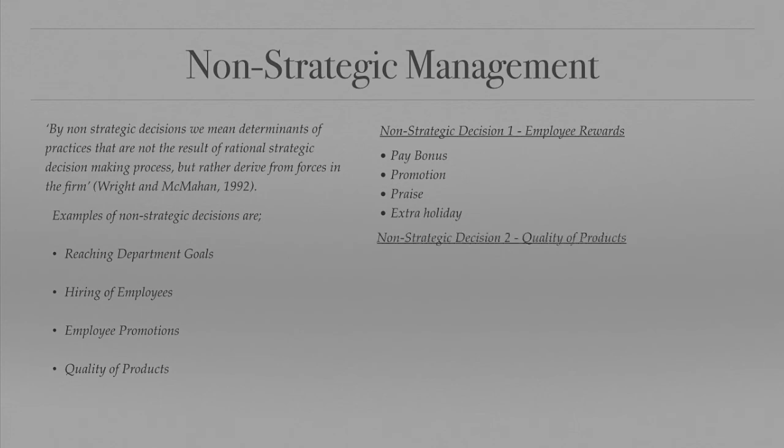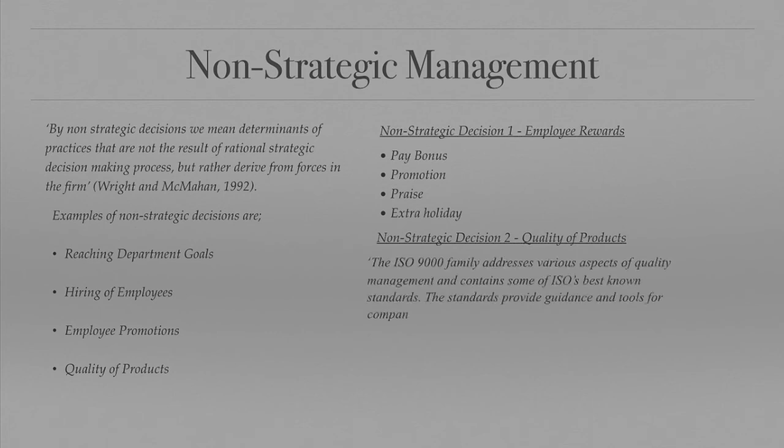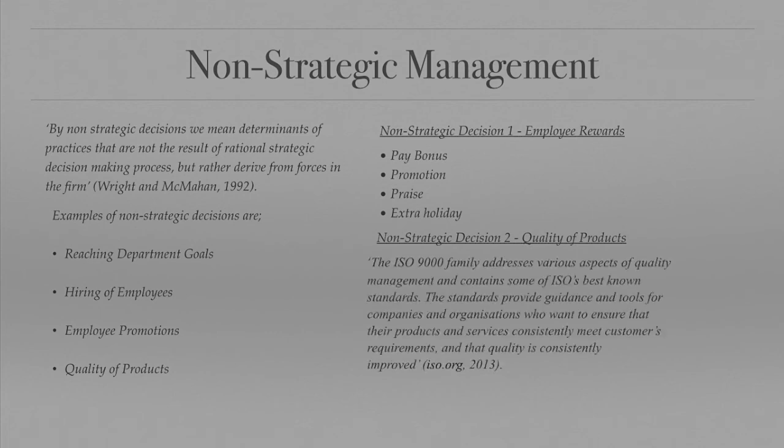With the increase in popularity and release of such unique products such as the iPod and the iPhone, Apple Incorporated must maintain all products be of a high standard in order to assure all products meet set guidelines of the use of the ISO 9000 quality management, which can be used. The ISO 9000 family addresses various aspects of quality management and contains some of ISO's best known standards. The standards provide guidance and tools for companies and organizations who want to ensure that their products and services consistently meet customer requirements and that quality is consistently improved.